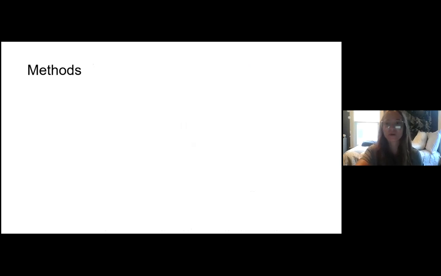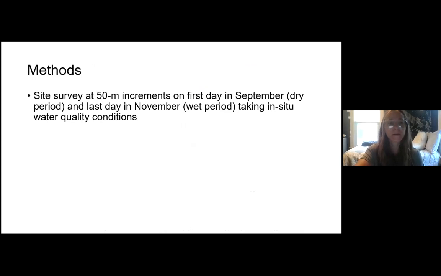So next, I'm going to go over some methods that I employed in the field. The first one that I'll talk about is in situ water quality conditions. These were taken every 50 meters with a calibrated multi-probe that takes chemical readings. It's called a YSI probe. So I did this over 2 days. It took like the entire day. It was a pretty long day wading through the Fallkill.